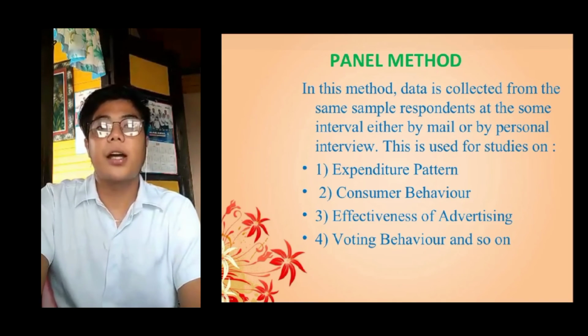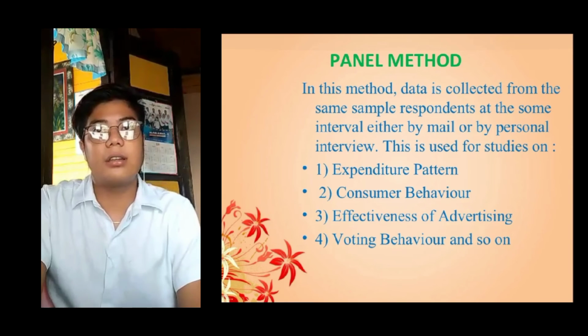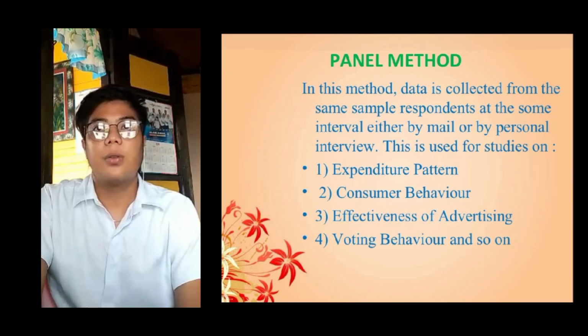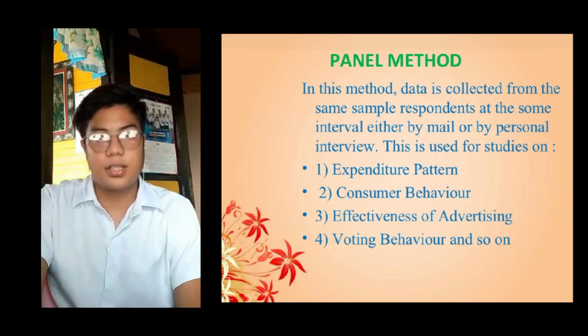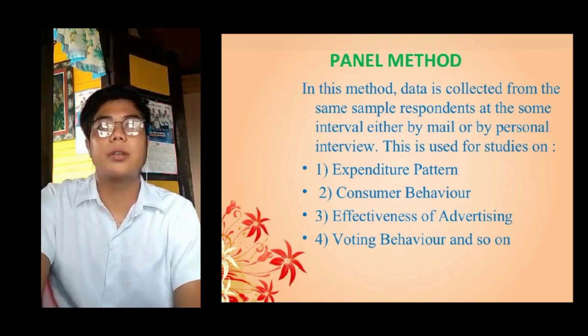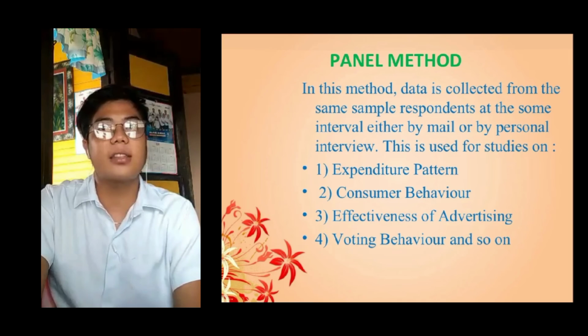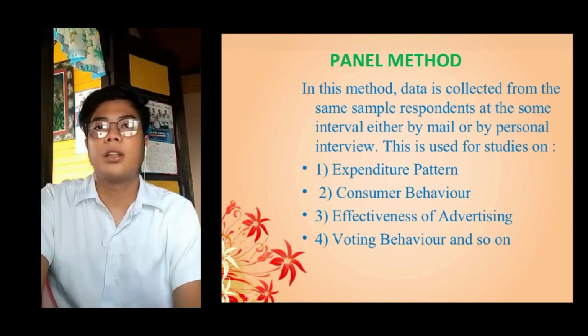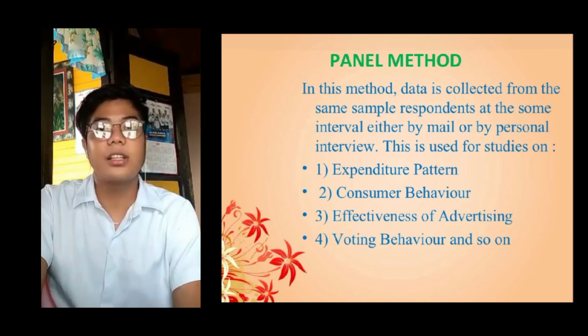Next one, we have the panel method. In this method, data is collected from the same sample respondents at the same interval, either by email or by personal interview. Also, this is used for studies. Number one is the expenditure pattern. Number two is the consumer behavior. Number three is the effectiveness of advertising. Number four, voting behavior, and so on.